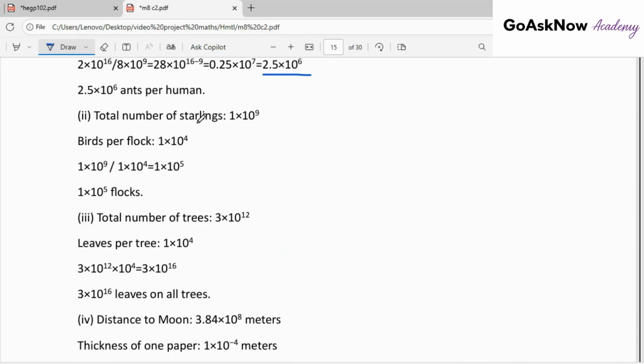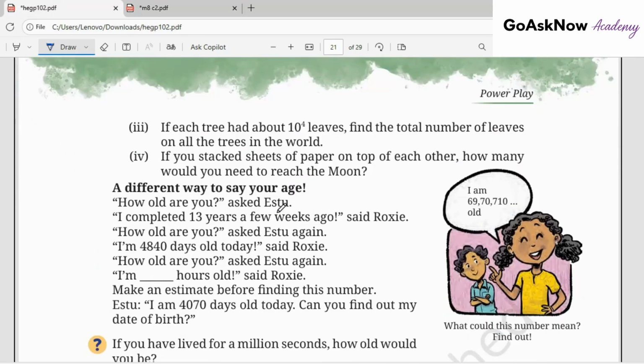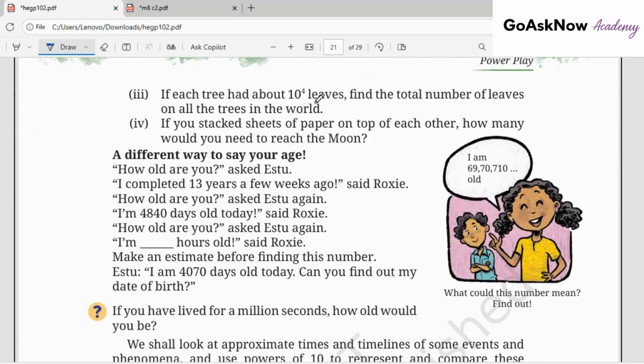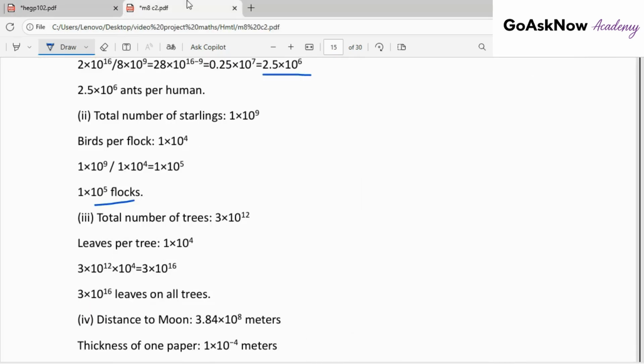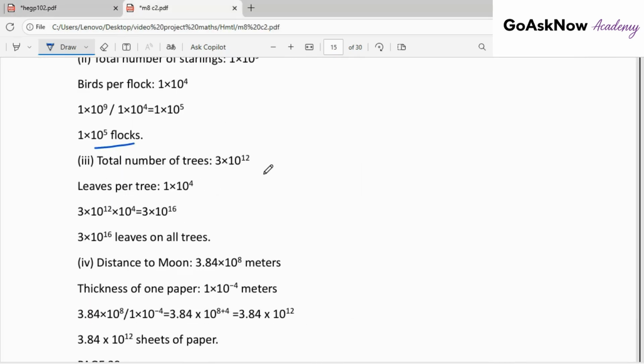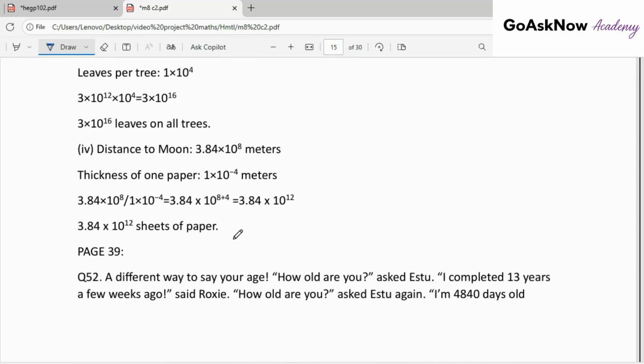Now, total number of starlings is 1 into 10 power 9. Birds per flock is 1 into 10 power 4. Dividing these, we get 1 into 10 power 5 flocks. Next, if each tree has about 10 power 4 leaves, find the total number of leaves on all the trees in the world. Total number of trees is 3 into 10 power 12. Leaves per tree is 1 into 10 power 4. Multiplying this, we get 3 into 10 power 16 leaves on all trees.